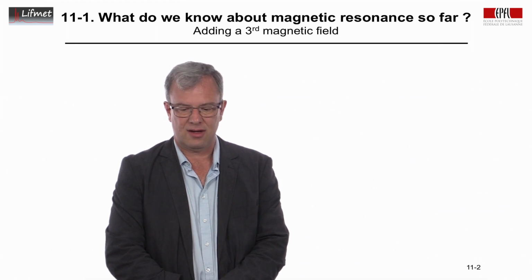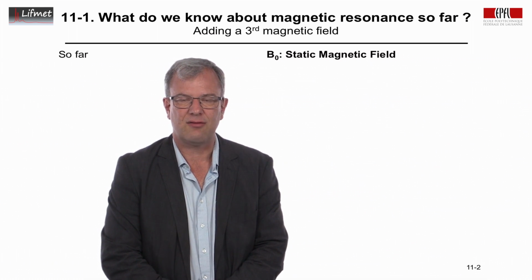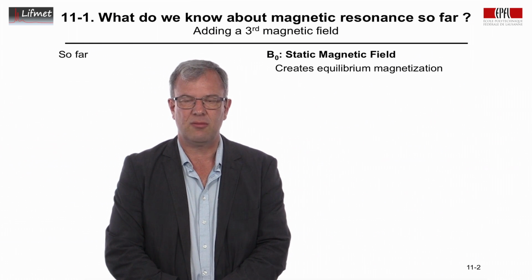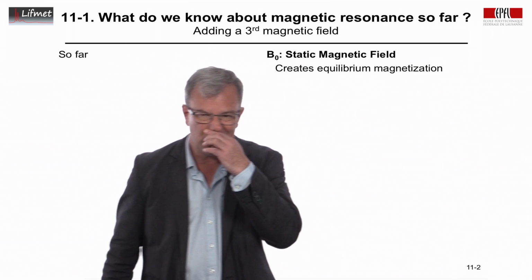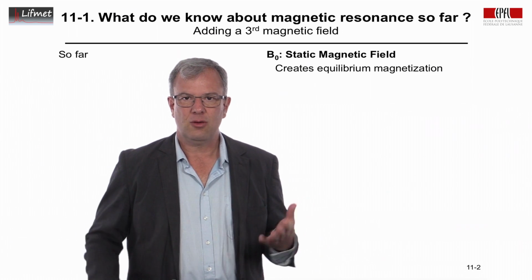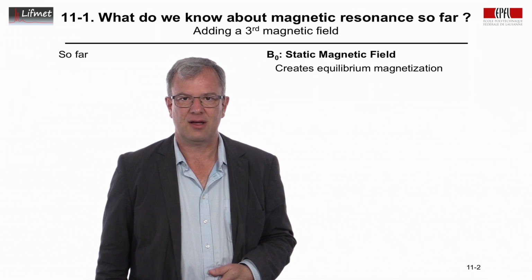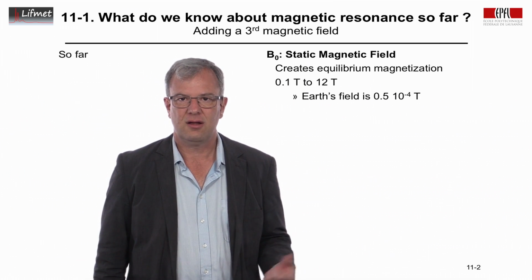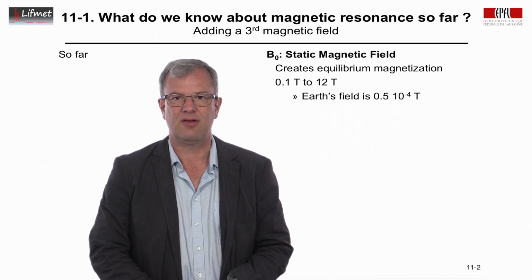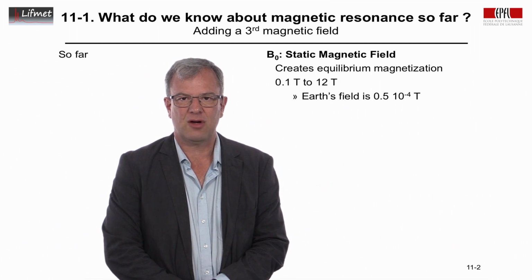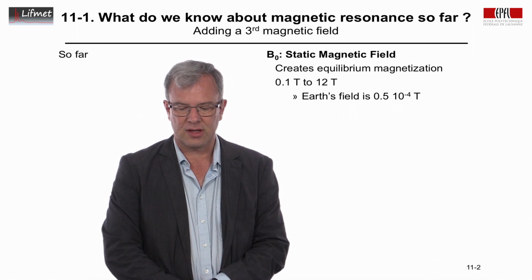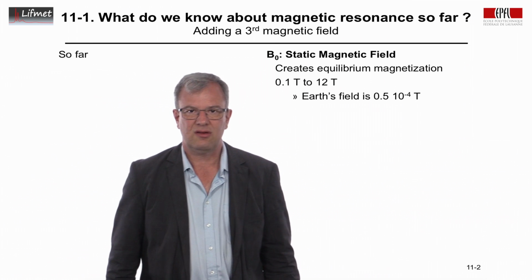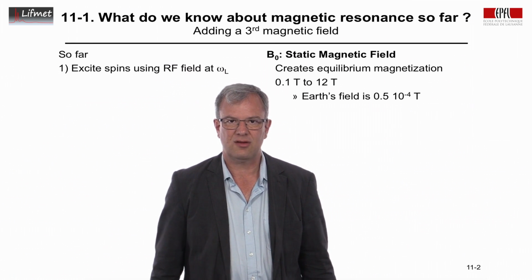We have so far introduced the static magnetic field. The static magnetic field, which is always called B0, is necessary to create the equilibrium magnetization. So as you enter the magnet, you will build up a nuclear magnetization. That's this equilibrium magnetization. We're typically talking about field strengths of 0.1 to 12 Tesla. As a reference here, you have the Earth's magnetic field, which is, as you can see, much smaller than the fields used for MRI.